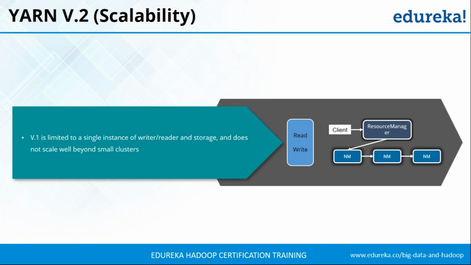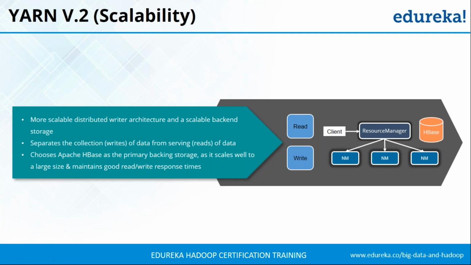YARN Timeline Service version 2 uses a more scalable distributed writer architecture and a scalable backend storage. It separates the collection of data from the serving of data. Basically, it separates writes and reads. It uses distributed collectors, essentially one collector for each YARN application. The readers are separate instances that are dedicated to serving queries via REST API.